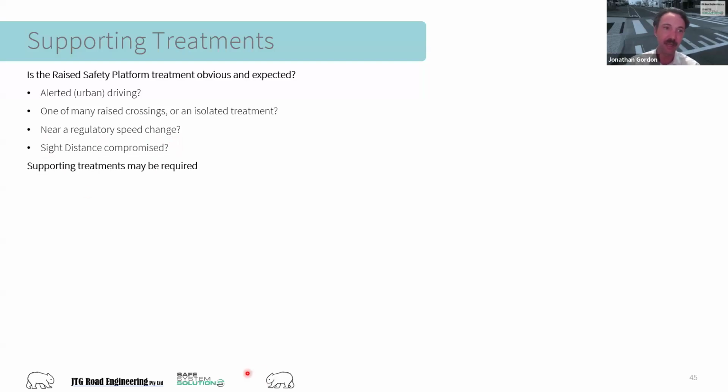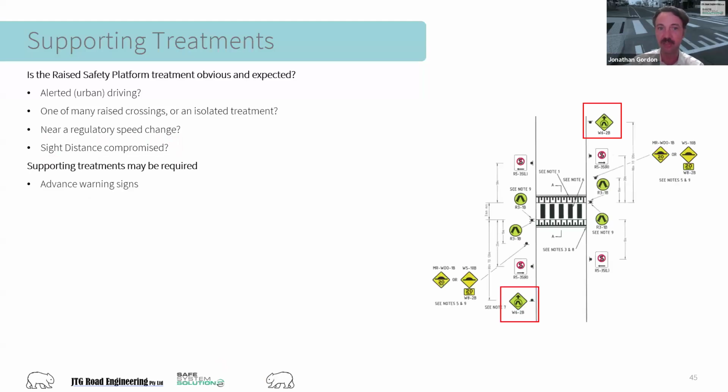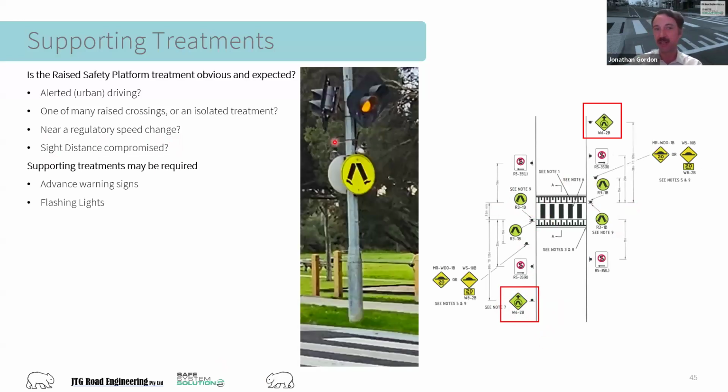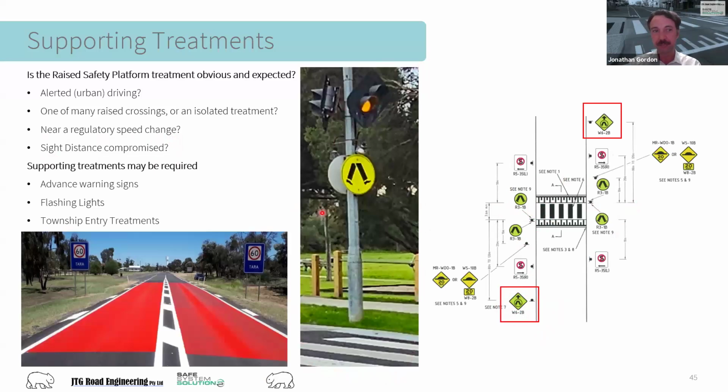So in any of these scenarios, you can consider supporting treatments, and that's things like advanced warning signs, so alerting in advance of the presence of a crossing further down the road. It's also things like our flashing light installations, and something that in Queensland is referred to as township entry treatments. There's community gateways, as a phrase in other jurisdictions, etc.